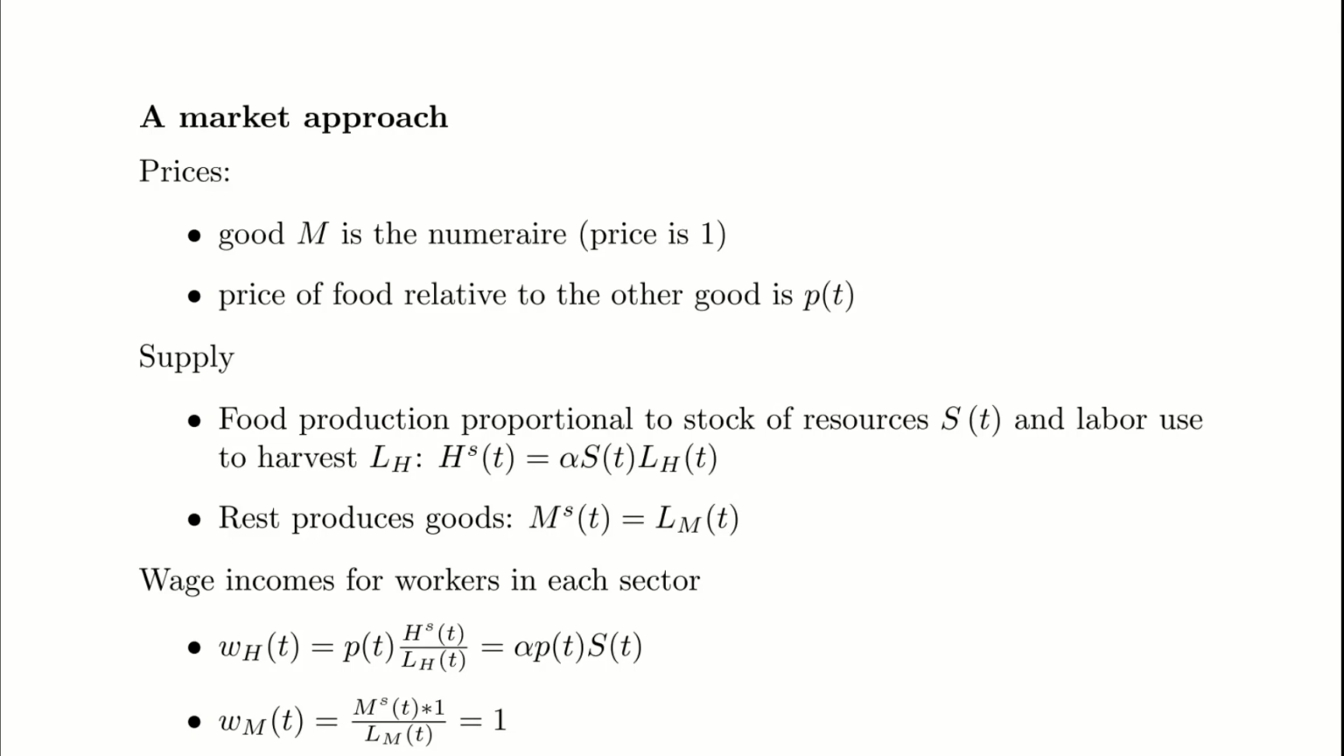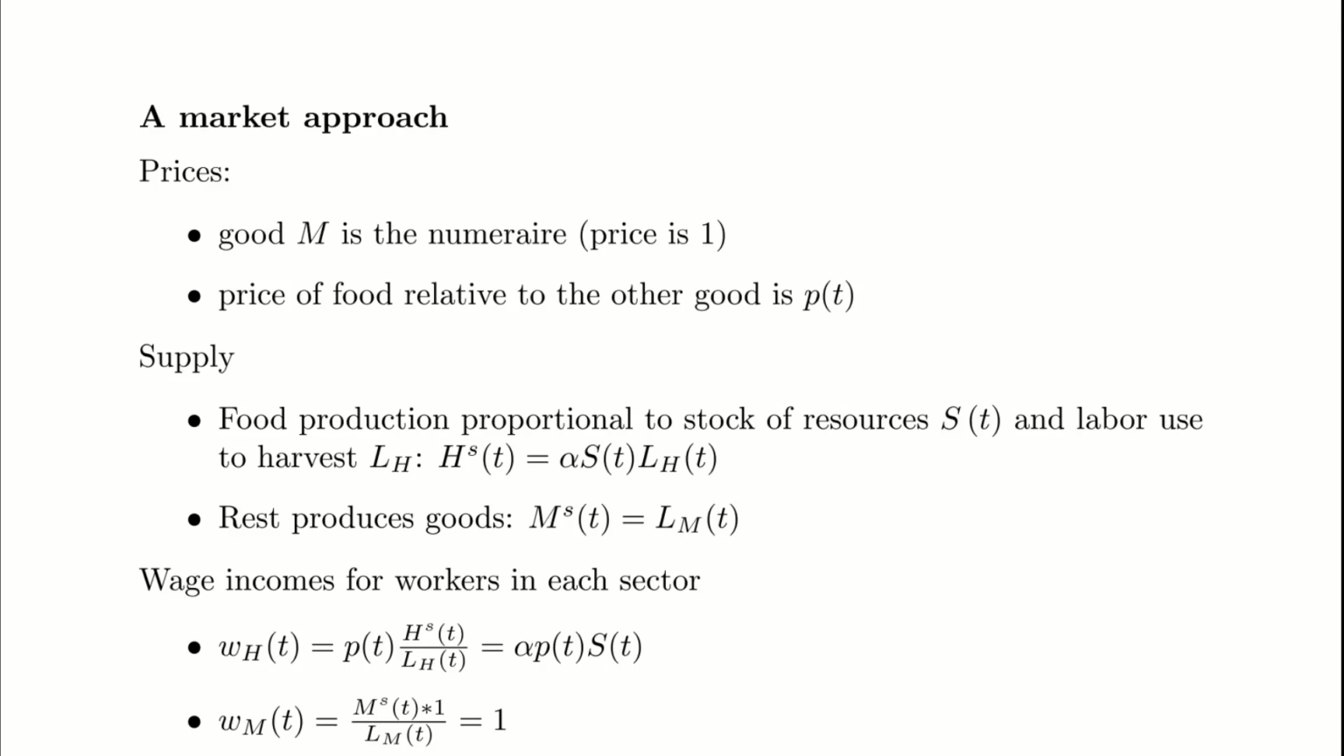Since we don't care about good M, let's set its price to 1. It is thus the numerator, and we compare all other goods to it. So the price of harvest can simply be P. It is the price of 1 unit of food relative to the price of 1 unit of other goods.